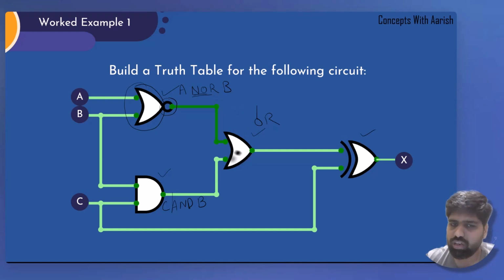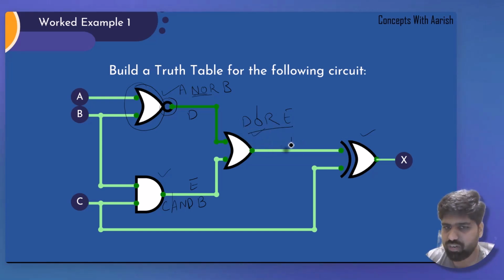For the OR gate, you can see that one output is coming out of this and one output is coming out of this. I will call that D, and let me call this one E. So D and E are getting OR together, D or E. Then you can see another output coming out of here. I will call this F. This F and this C are getting XOR together. It is called exclusive OR.